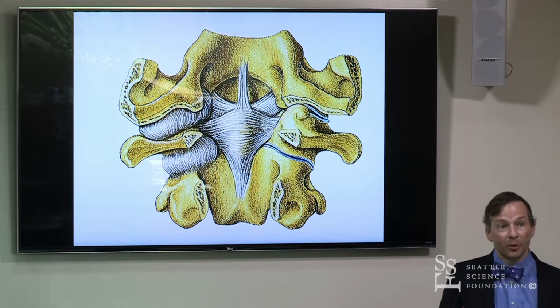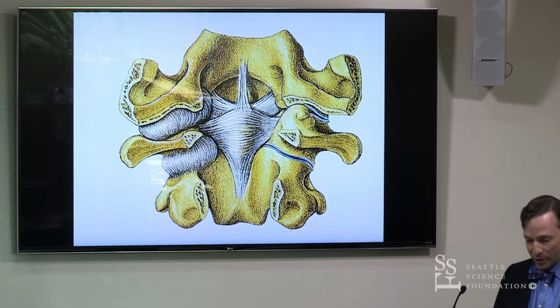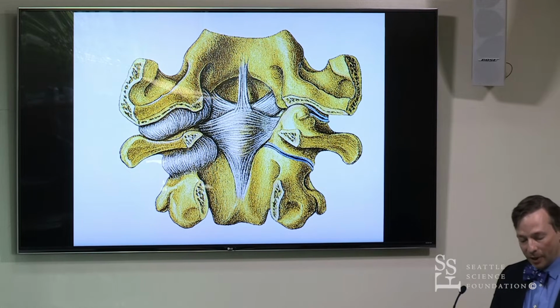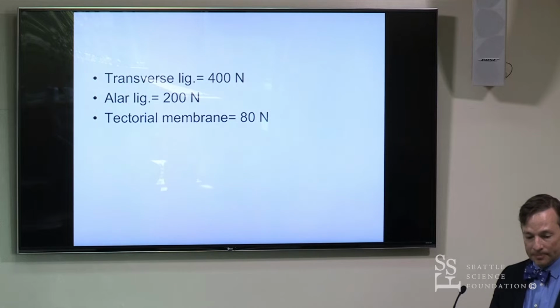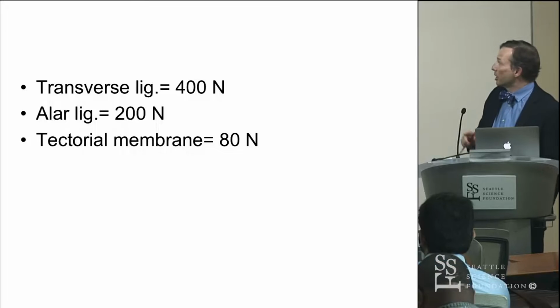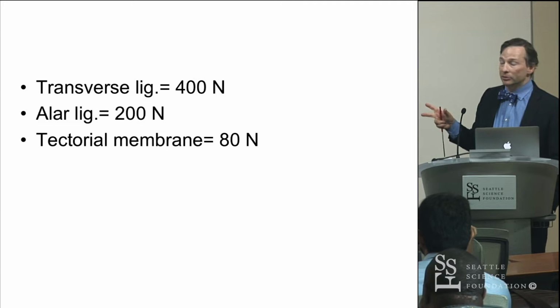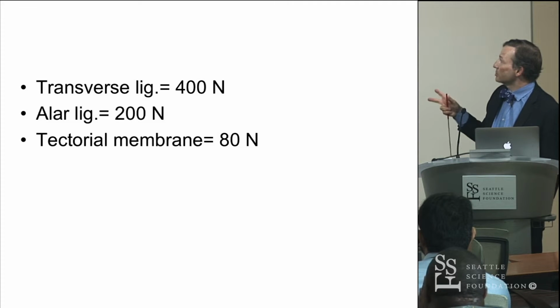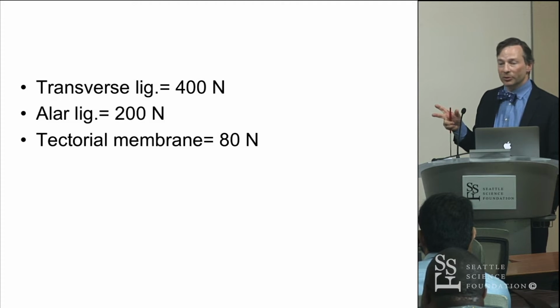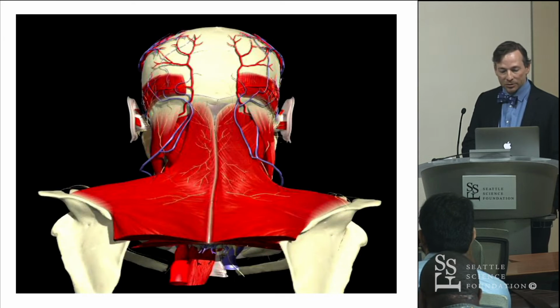And those capsular ligaments, as I'll show you a little bit later on, actually have a high tensile strength. So the transverse ligament, just to give you a comparison of importance as far as tensile strength, is at the top of the heap with about 400 newtons. Alar is about half of that. Tectorial membrane around 80 newtons.